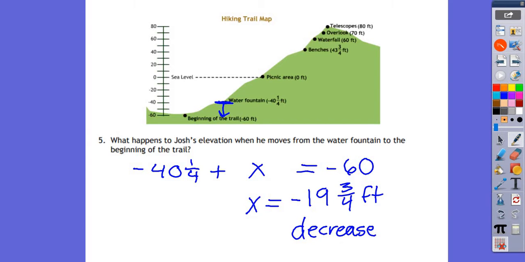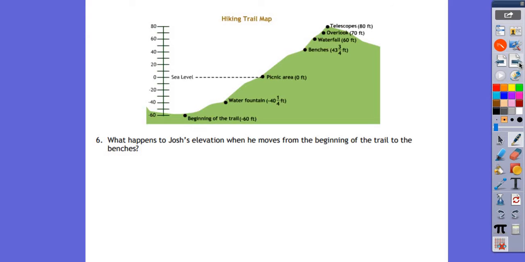Okay, let's look at number 6 scenario. What happens to Josh's elevation when he moves from the beginning of the trail? So he's starting here at what elevation? Starting at negative 60. And he moves to the benches. So where does he end up?